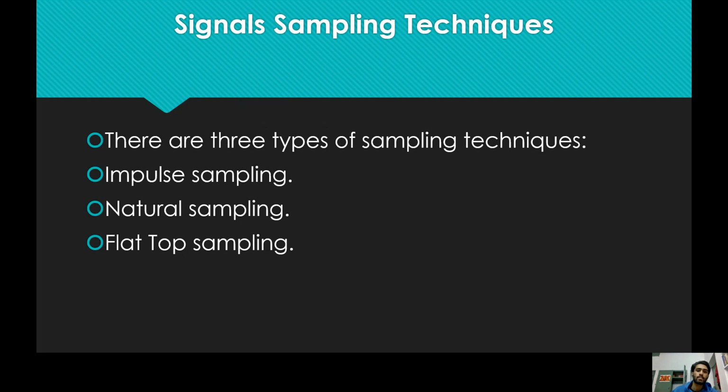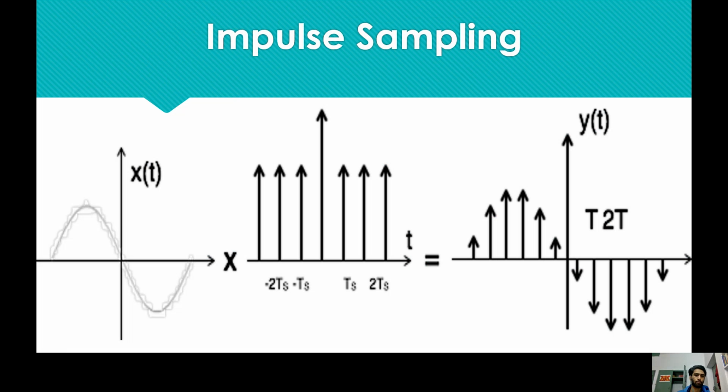Now what are the various signal sampling techniques? There are mainly three types of signal sampling techniques: the impulse sampling, the natural sampling, and the flat top sampling. Now what is impulse sampling? Impulse sampling, as the name suggests, uses an impulse train which we multiply with the input signal, and we get the output in the form of an impulse train, in which the magnitude of each impulse is represented by the magnitude of the input signal.